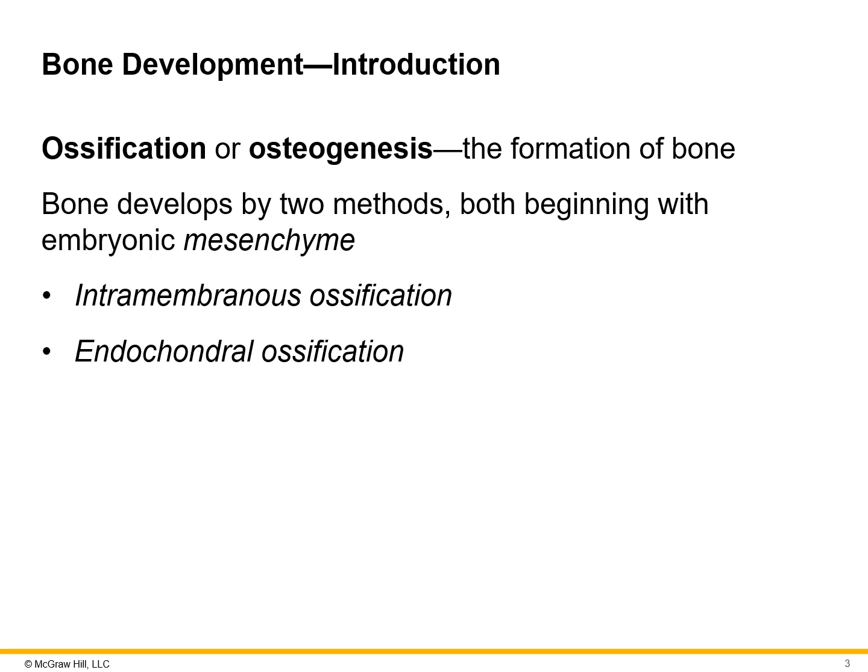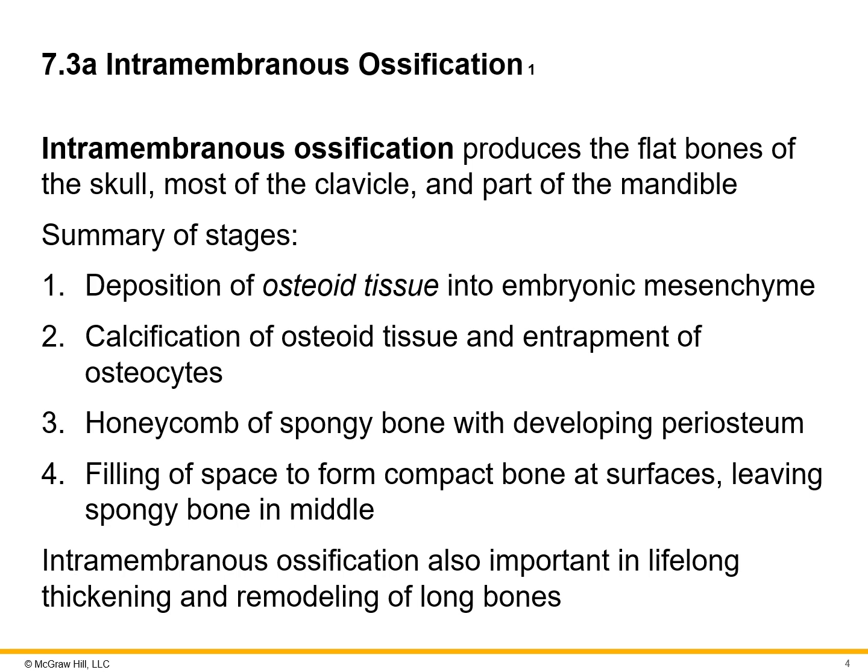Both of those begin with the embryonic mesenchyme stem cell line. There is intramembranous ossification and endochondral ossification. Start first with intramembranous ossification. This process is going to produce the flat bones of the skull, part of the mandible, and most of the clavicle. So the clavicle is your collarbone and your mandible is your lower jawbone.